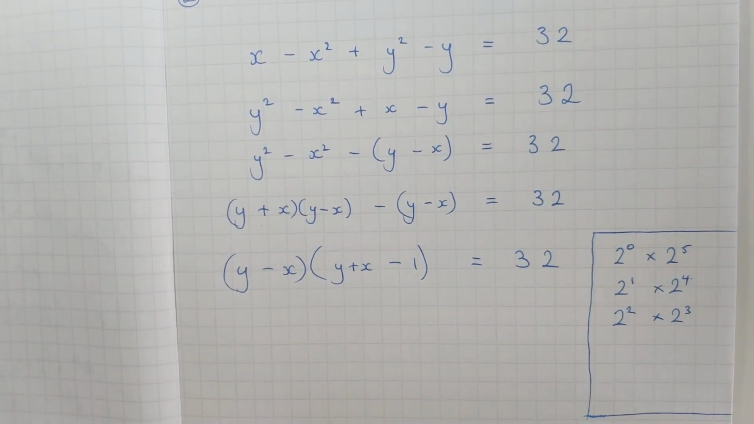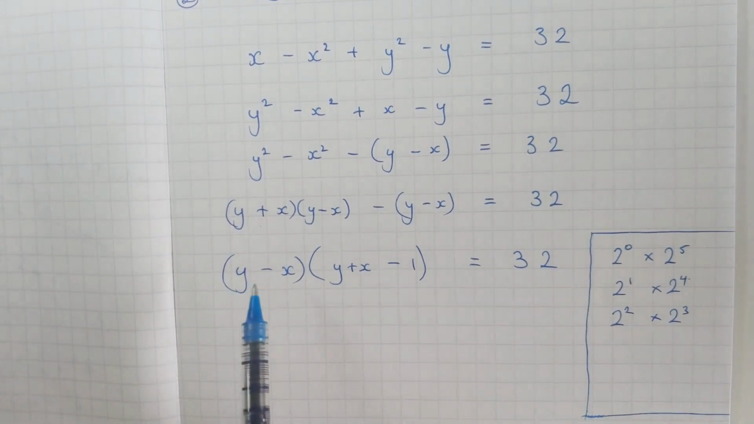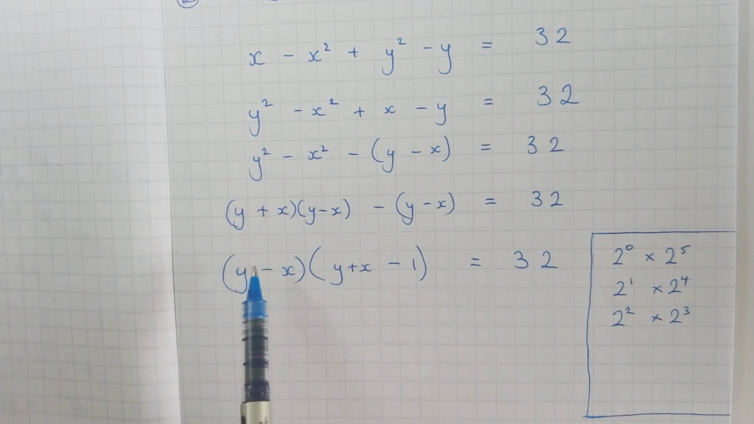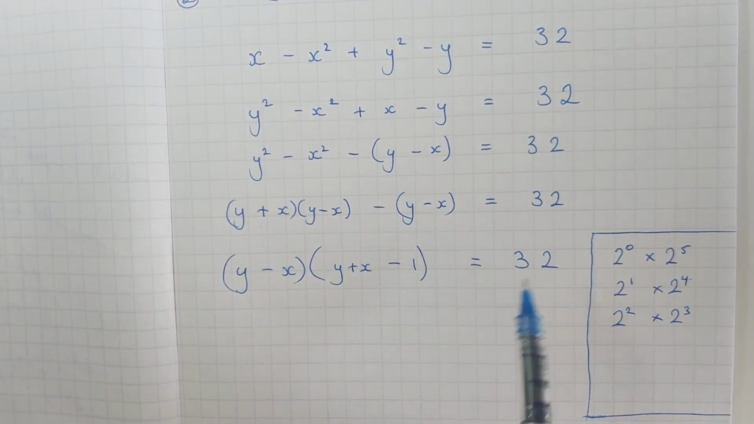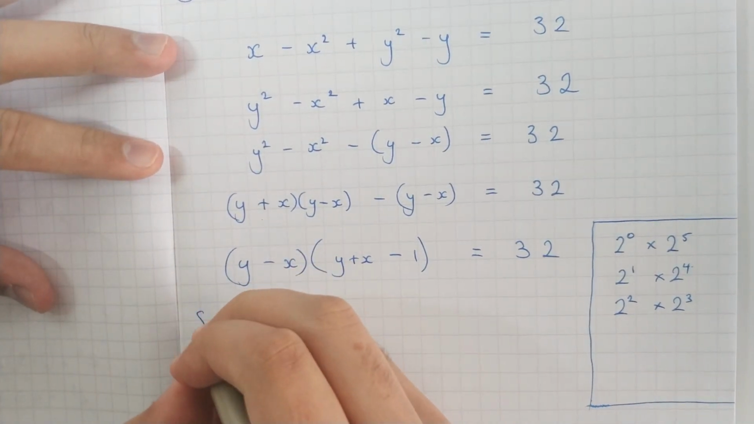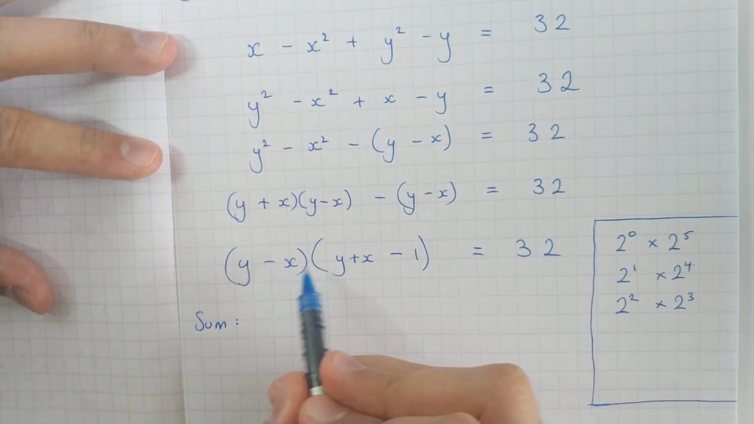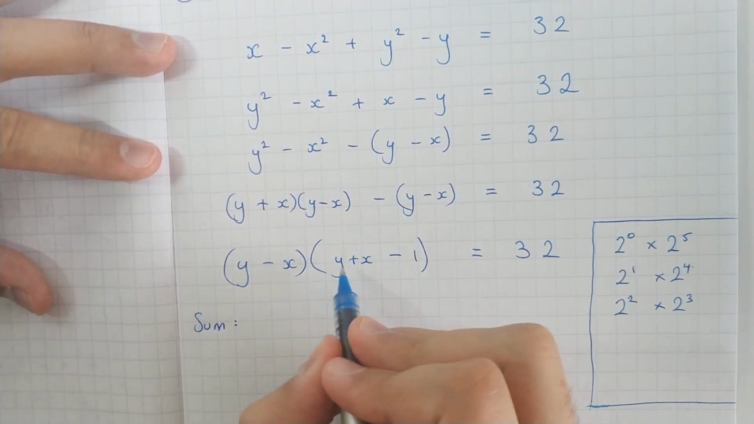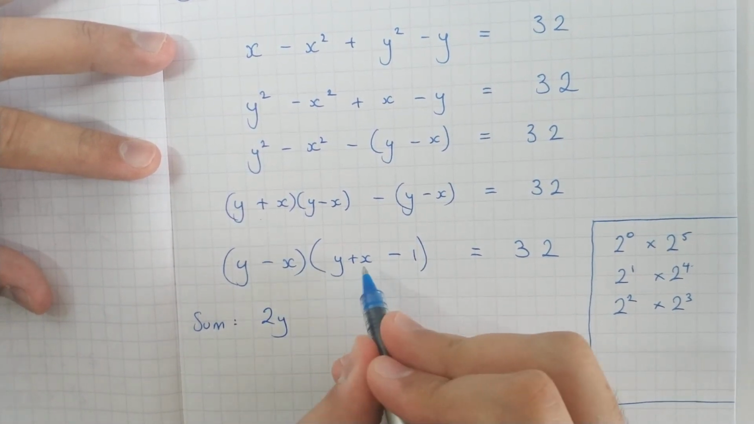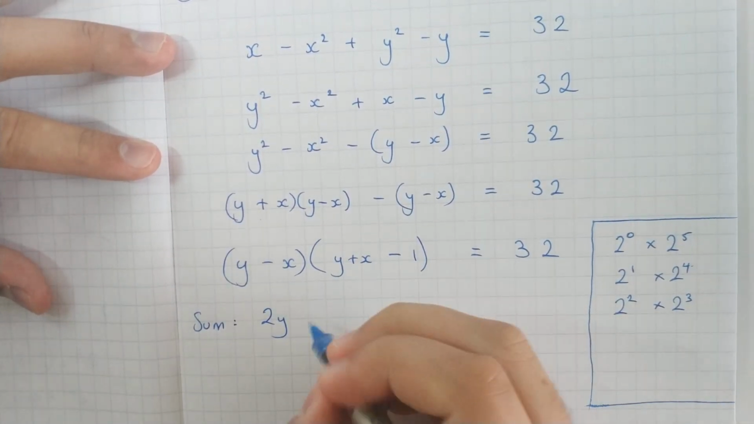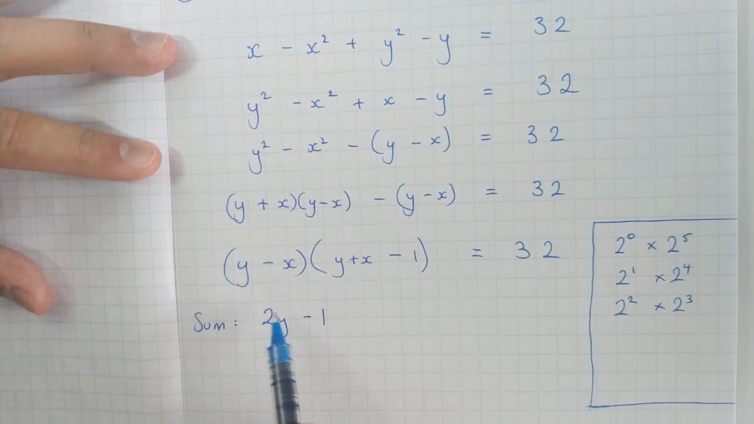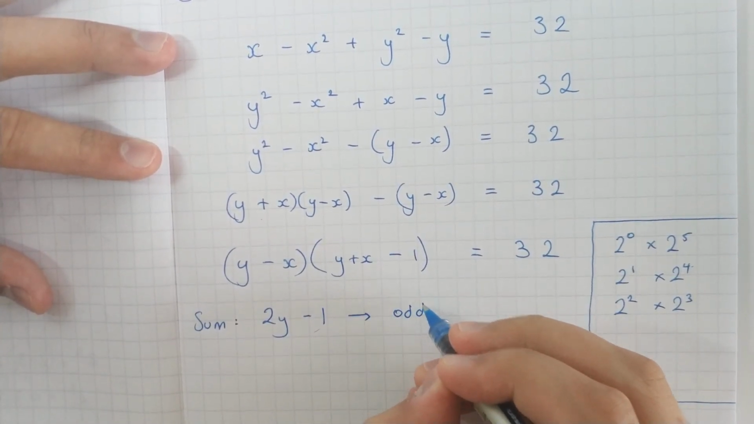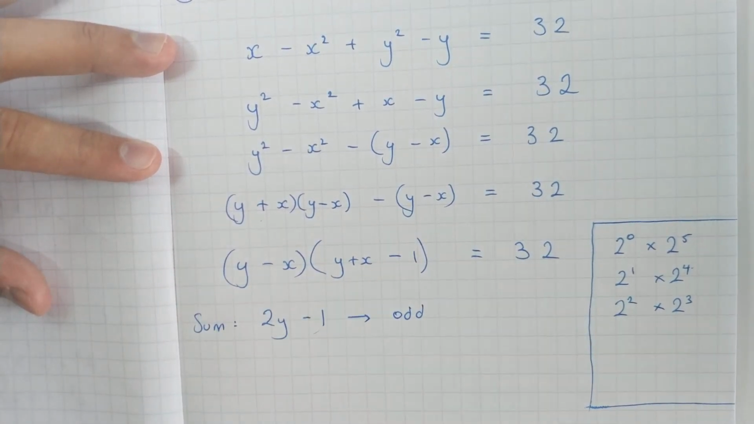Another thing that you need to observe at this point is that the sum of these two factors, so if I add up these two factors here that I'm multiplying to make 32, well, the sum is y minus x add y plus x minus 1. That's 2y. Y add y is 2y. Minus x add x is nothing. And then you've still just got minus 1 there. So of course, because y is an integer, this thing must be odd. The sum of these two factors must be odd.